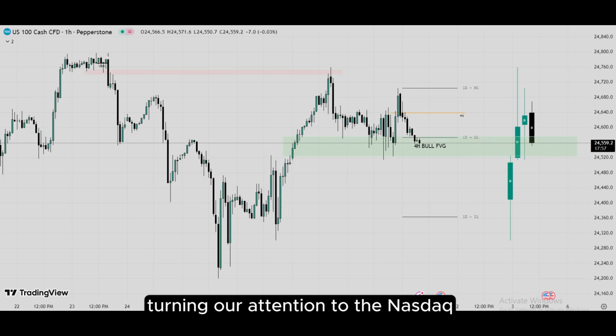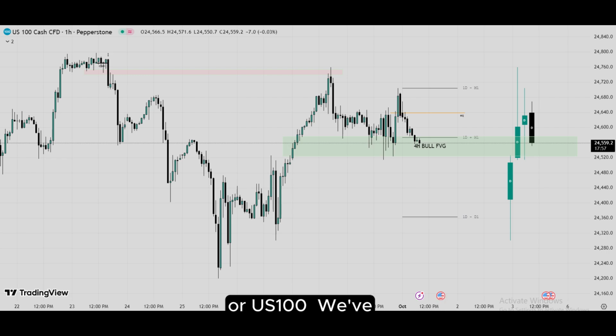Now turning our attention to the Nasdaq or US 100. We've seen a very similar pattern here. A liquidity sweep occurred, clearing out some stops, and was followed by a decisive change in the state of delivery. This powerful move pushed the price into a daily fair value gap.